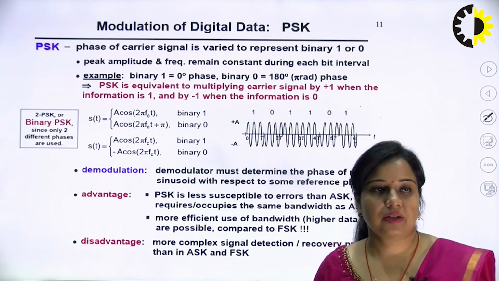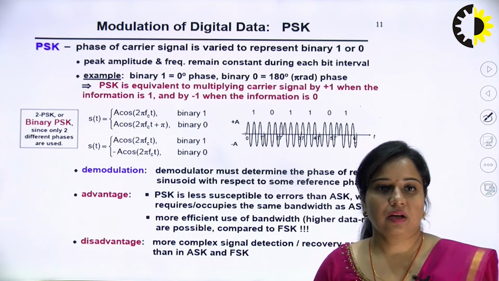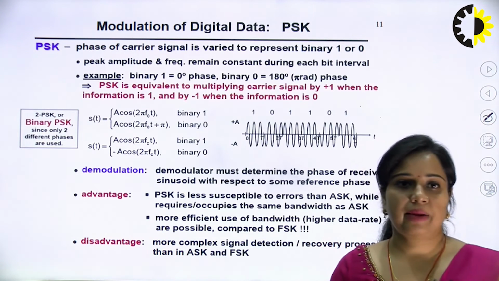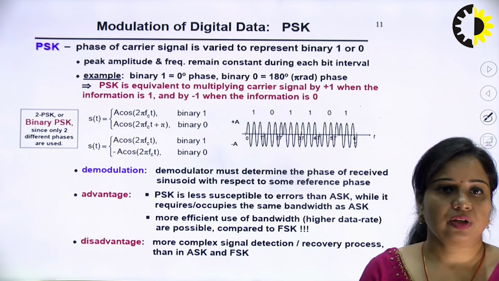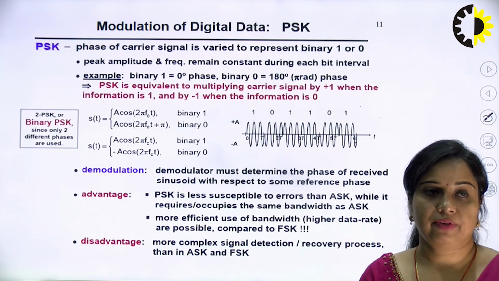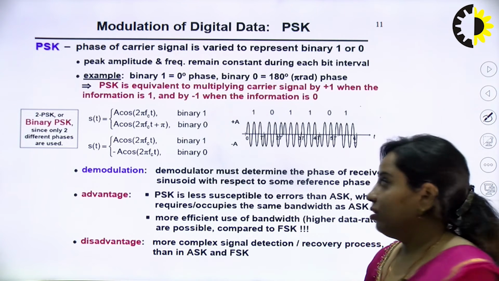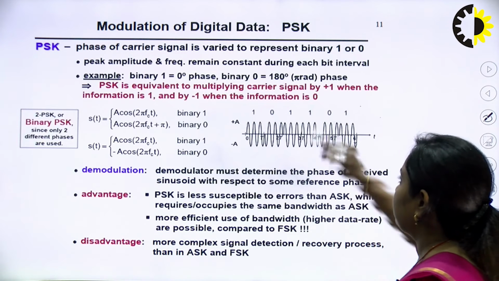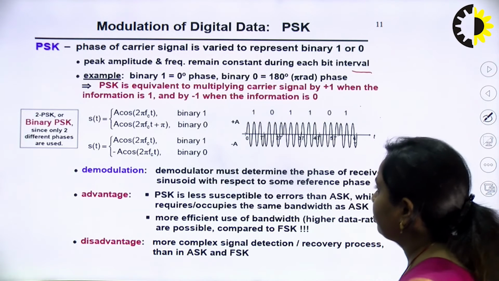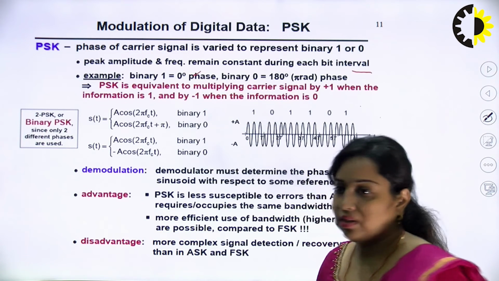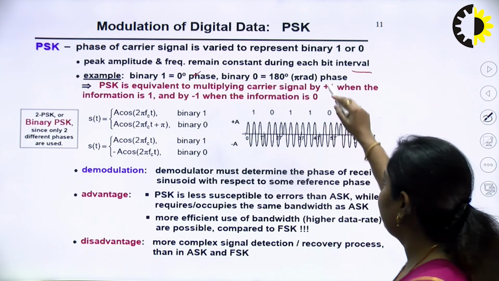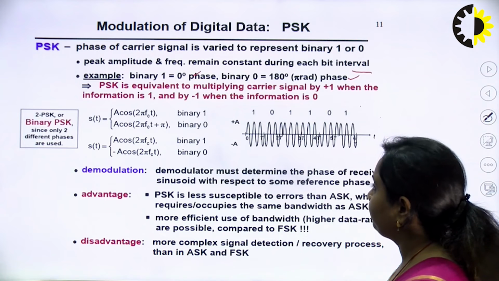Next one is PSK. PSK is a case where only the phase of the carrier signal is changed proportional to the amplitude of the message signal. We are not changing the amplitude and frequency of the carrier signal, so peak amplitude and frequency remain constant. For example, for binary 1, we shift the carrier signal with 0 phase shift, and a 180-degree phase shift will be provided for bit 0.